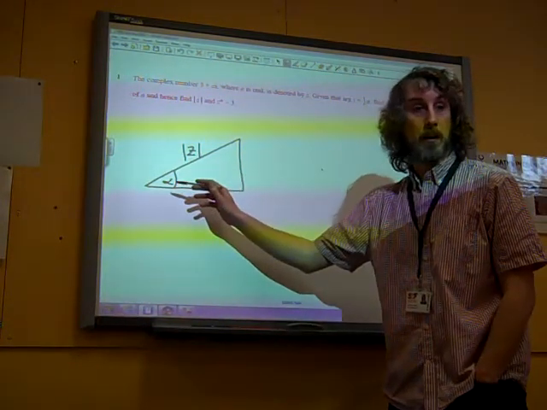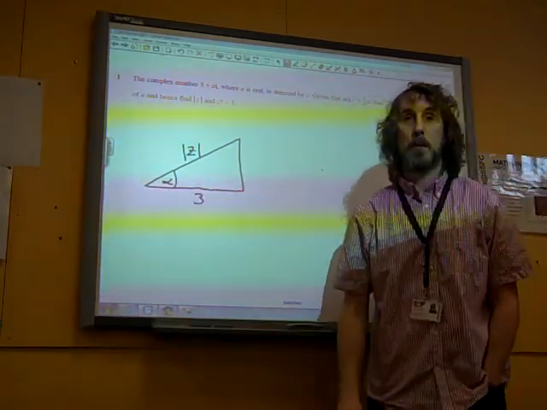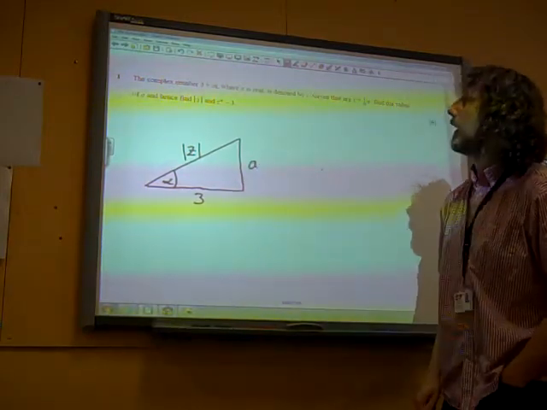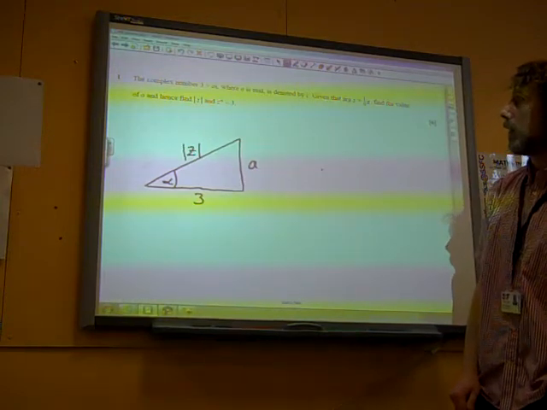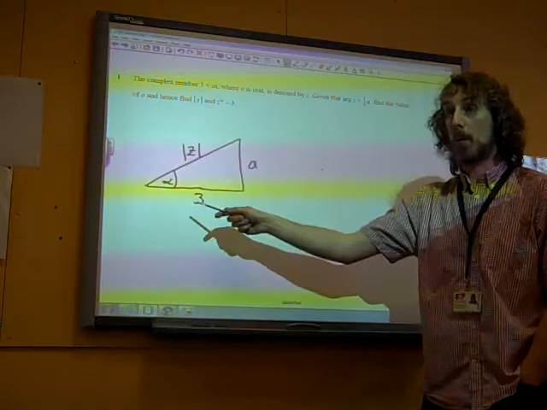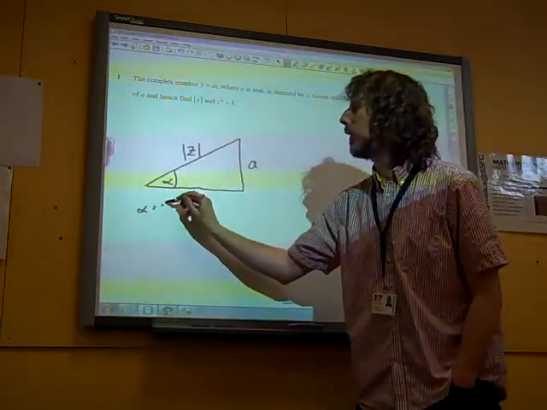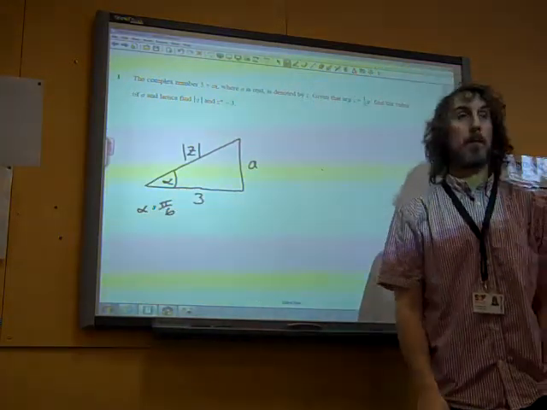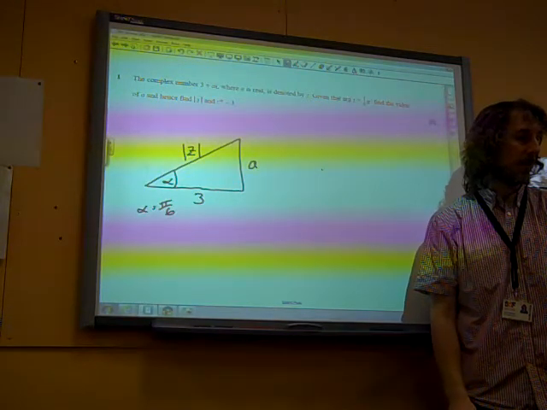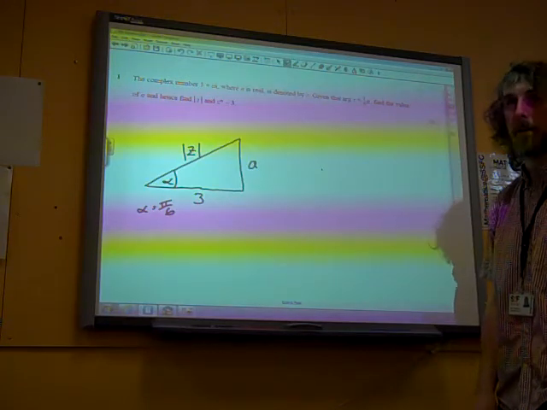Z is a complex number, then this bit here, the real bit, would be 3. This bit over here, a, is the imaginary part. And we also know that alpha is pi by 6. So that's what we know about what's going on here. That's just taking what was in the question and coming up with a diagram to do with it.